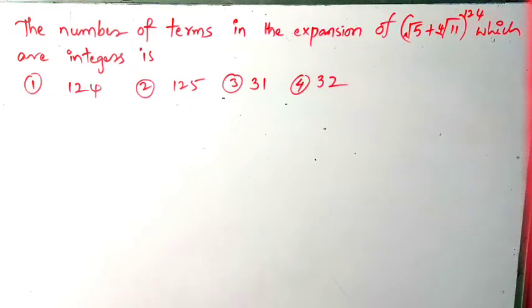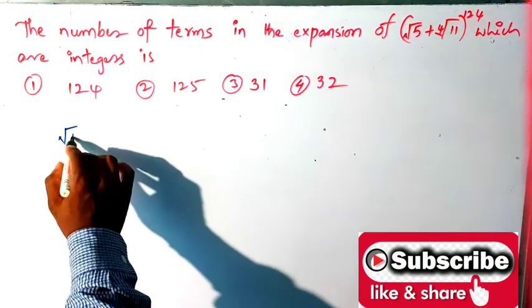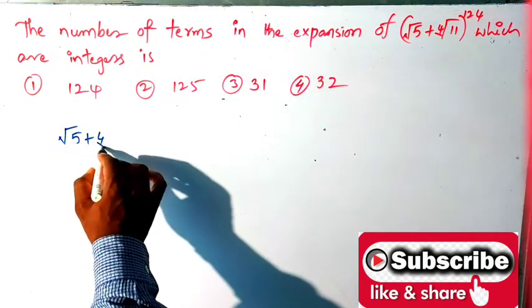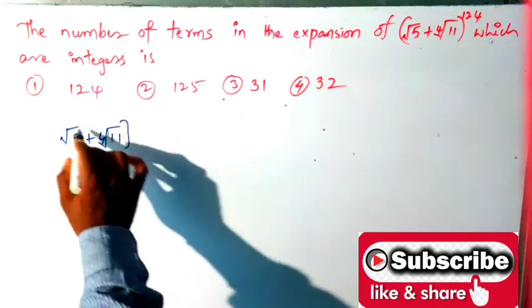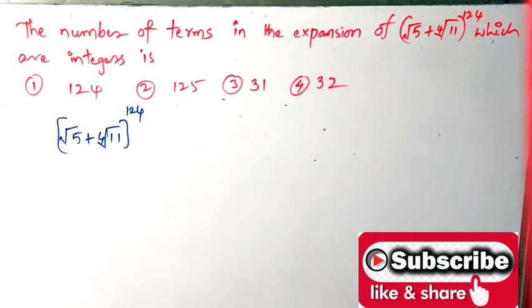Okay. Now start the class. The number of terms in the expansion of (square root of 5 plus 4th root of 11) whole power of 124, which are integers, is. So see here, first of all I will write the given expansion once again: (square root of 5 plus 4th root of 11) whole power of 124. So this is the given expansion here.